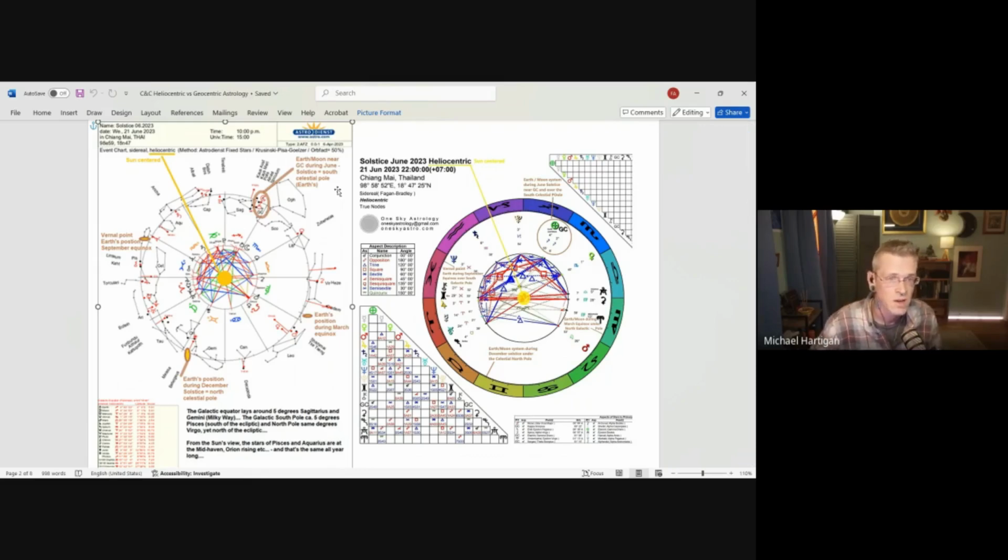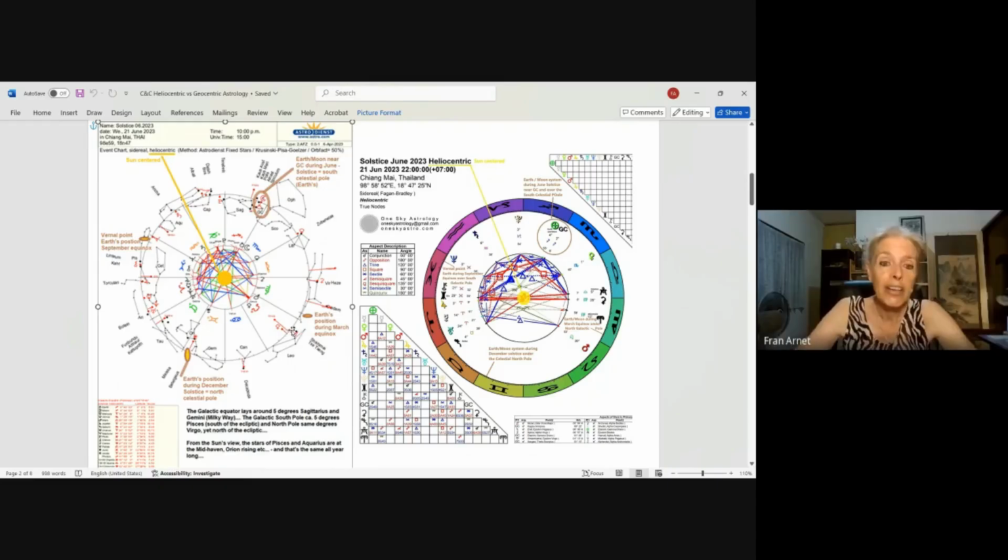The only other thing I would want to know, if I were totally unfamiliar with this, Fran, is what are these red lines above and below the ecliptic? What do they symbolize? You can see there are little red dots, and they mark the position of a planetary body.